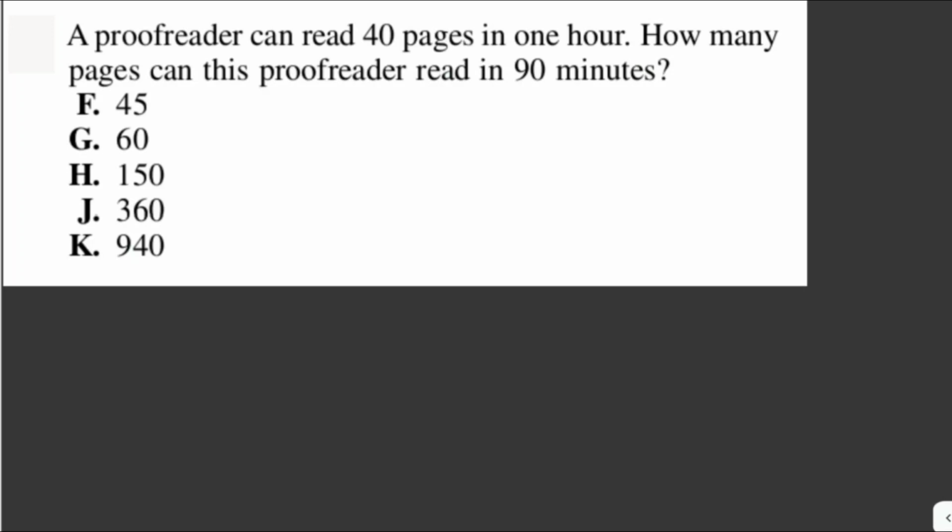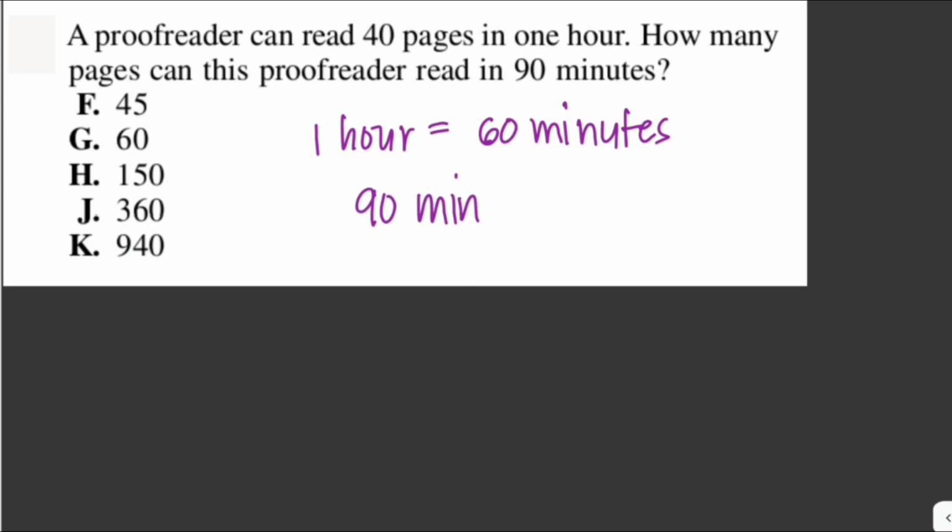A proofreader can read 40 pages in 1 hour. How many pages can this proofreader read in 90 minutes? Okay, so since 90 minutes here is just equal to 1 hour and a half, 1.5 hours, since 1 hour has 60 minutes. So 90 minutes is just equal to 1.5 hours. And it says here that the proofreader can read 40 pages in 1 hour.